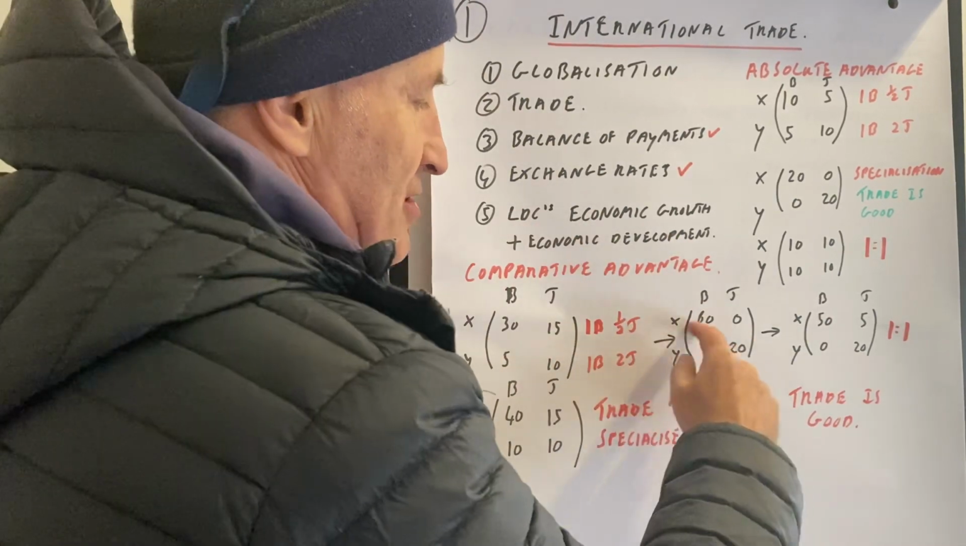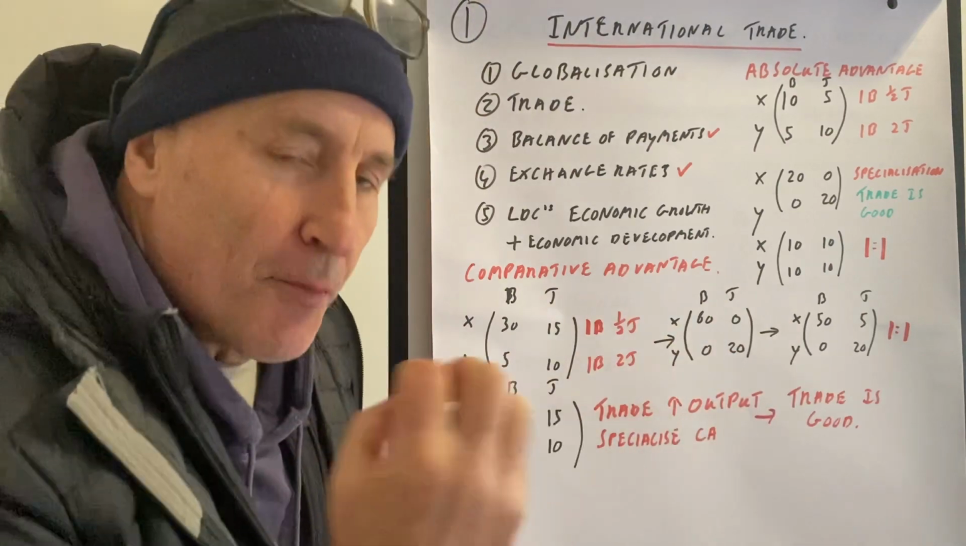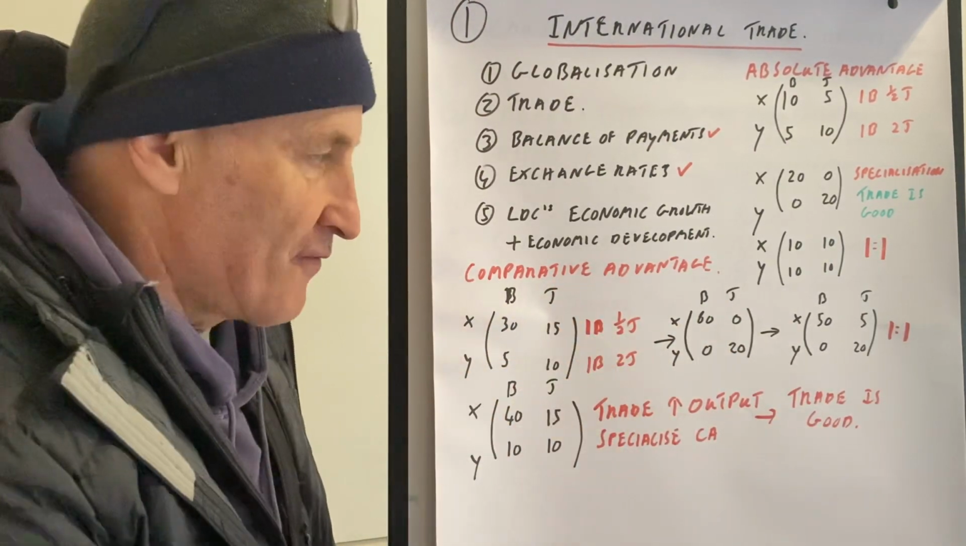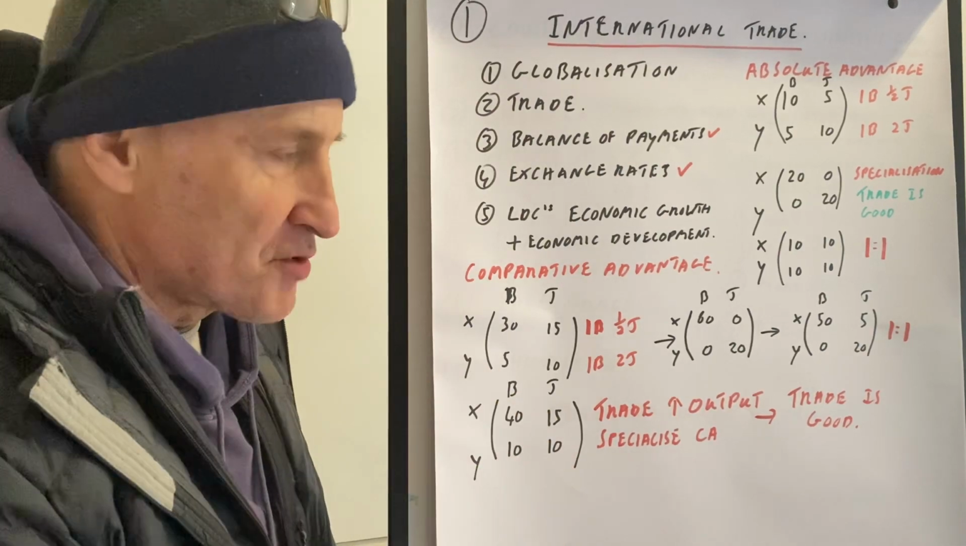Then you have complete specialization, 60, 0, 0, 20. The problem with this is, overall, we have 5 less jam because here we've got 25 jam. Okay, so then we have partial specialization.